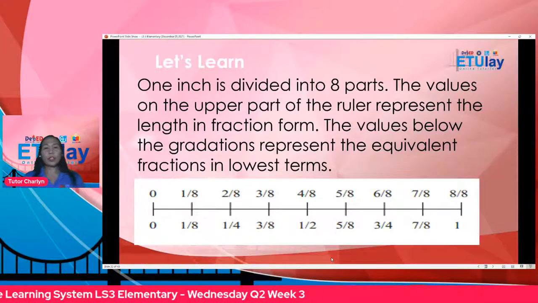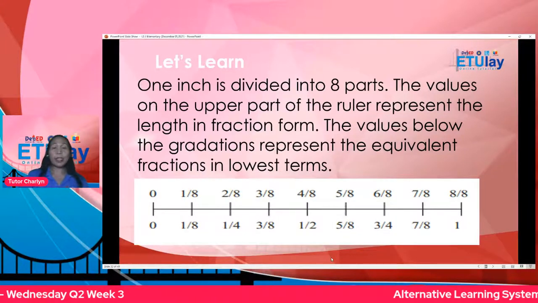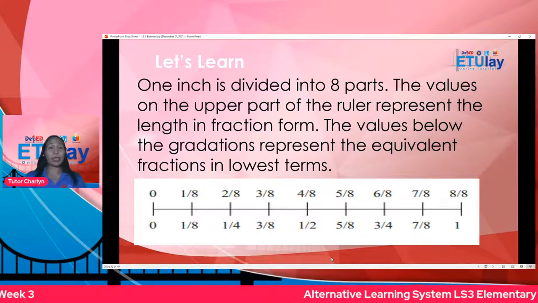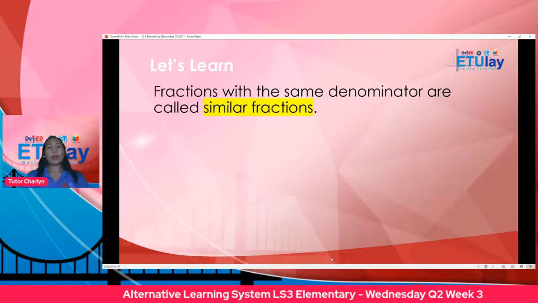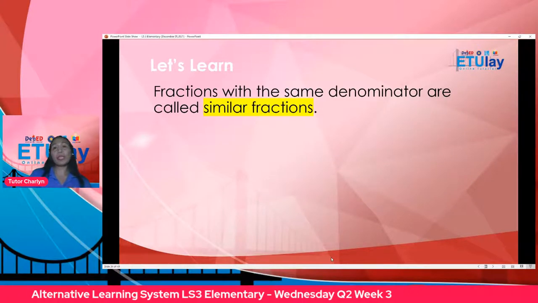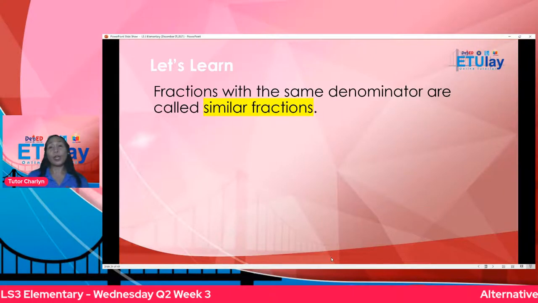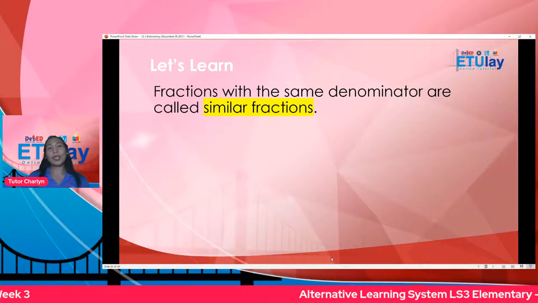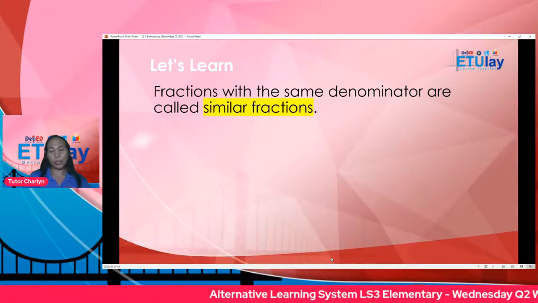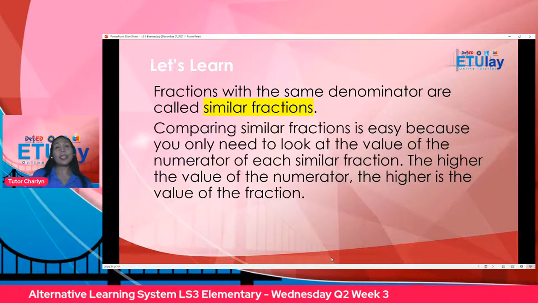So kung napansin yung nasa taas, pareho yung denominator. Yung nasa baba is magkaiba ang denominator. So ano pong tawag dyan? Okay, fractions with the same denominator are called similar fractions. Kung napansin yung nasa taas ng ruler, 1/8 hanggang 8/8, they are similar fractions. Yung nasa baba naman, hindi na sila similar.